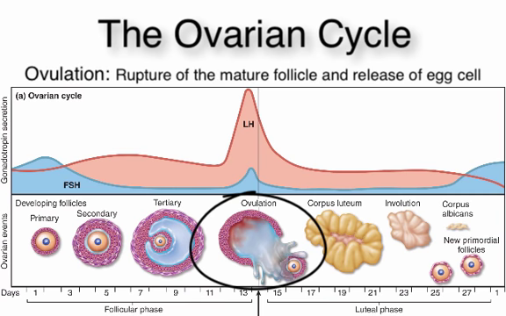Ovulation is the rupture of the mature follicle and the release of its egg and the cells surrounding it. It typically takes place around day 14 of the ovarian cycle. The following dramatic changes take place the day before ovulation, ensuring it will happen.